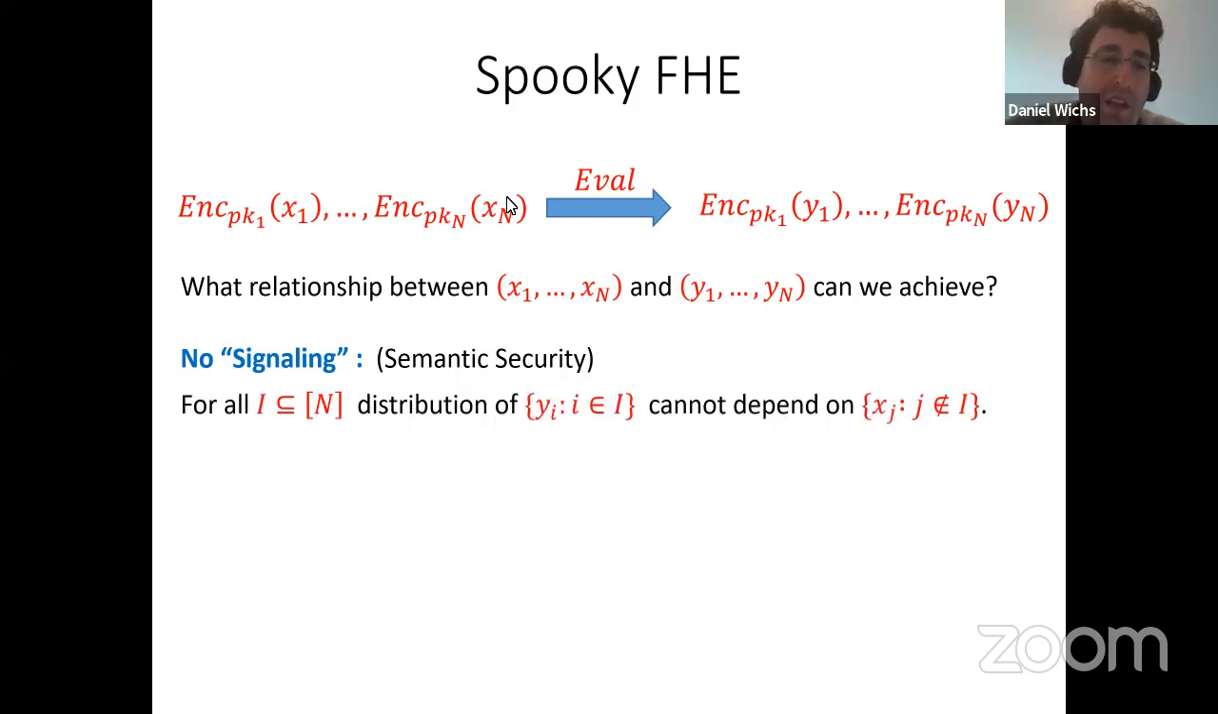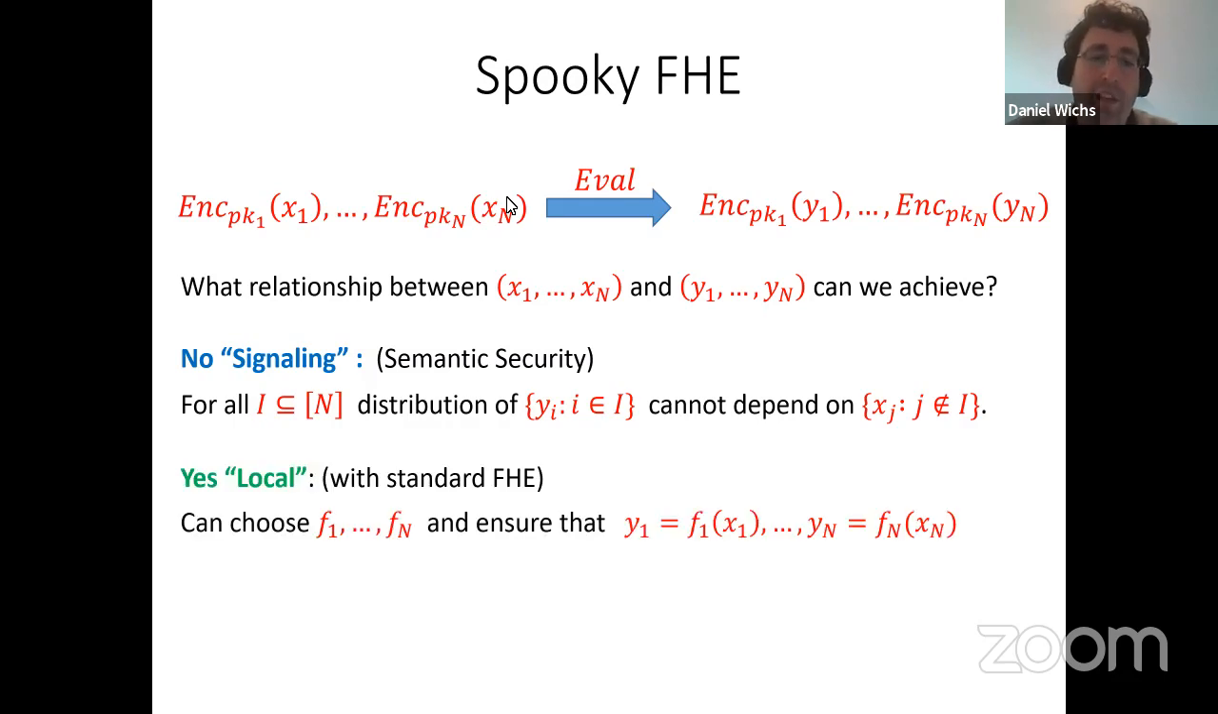So what do I mean by signaling? You can show that for any subset of the outputs, if I look at the outputs for this subset of parties, the subset of parties capital I, they cannot depend on the inputs of the other parties that don't belong to the subset. If that was the case, that means that somehow this subset of parties capital I can break the security of the encryptions of parties that don't belong to it, which should not happen. So you cannot communicate from encryptions under one key to encryptions under a different key. Communication cannot flow between keys.